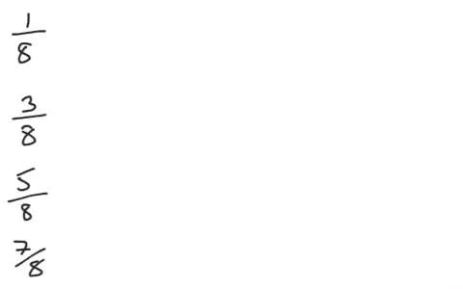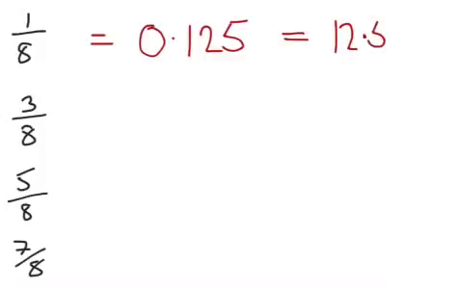8 is a tricky one, but one that we should be familiar with. And if we are familiar with them, it'll save us a bit of time. 1/8 as a decimal, well, we actually have to divide 1 by 8, and we get 0.125. When we multiply it by 100, we get 12.5%.